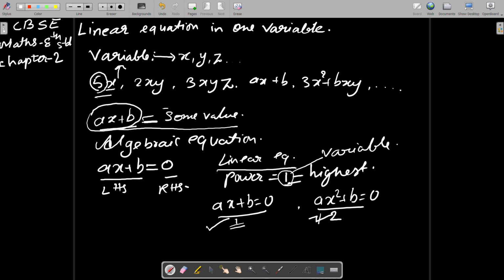I hope this is clear to everyone as the beginning of the chapter, what is meant by linear equation in one variable. When we solve further examples, the idea will be much clearer: how we are going to solve the examples, how we find the value of variables, and how we come out with the results. That we will discuss in the next video.